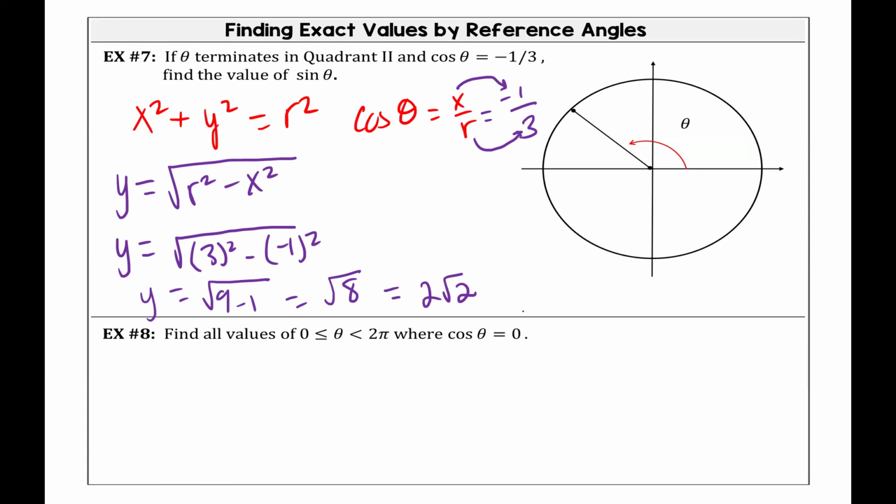All right, so now we have our y value. Can I establish what sine is? Yes, because sine is what again? Sine is our y over our r. Do we have our y? Our y is 2 square root of 2. What is our r? 3. So sine equals 2 square root of 2 over 3.